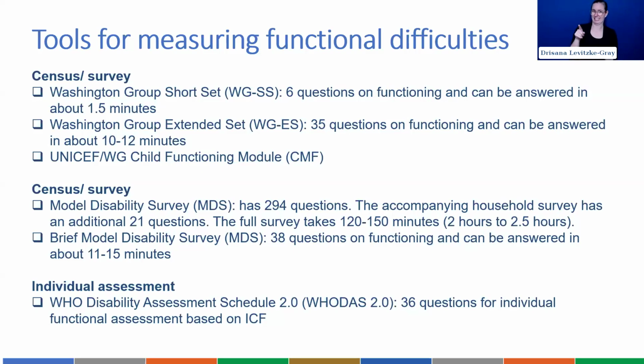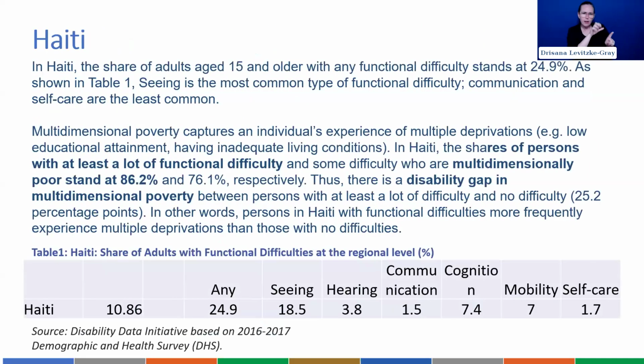Afterwards, there are other tools like the Model Disability Survey, which is more comprehensive and takes around two hours and a half. This disability survey gives more information, but it cannot be used as easily as other tools, because it requires more time and more financial resources. Finally, on the individual assessment level, we are using different tools related to the International Classification of Functioning. Most of the time it's WHODAS and different variations of this tool.